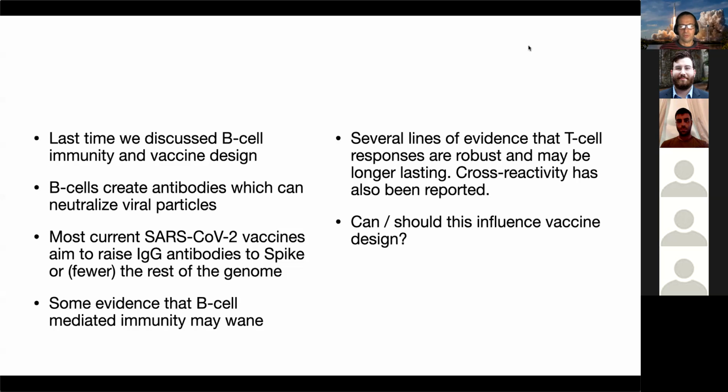And if you recall from the review that we had discussed, most current SARS-CoV-2 vaccines aim to raise immunoglobulin G antibodies. And if you remember, there was a distinction made between IgA, which provides upper respiratory tract protection, and IgG for the rest of the genome.